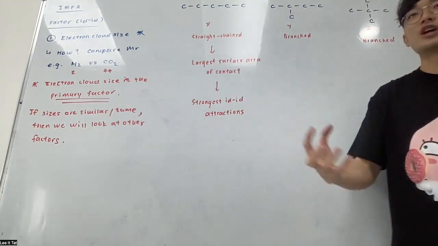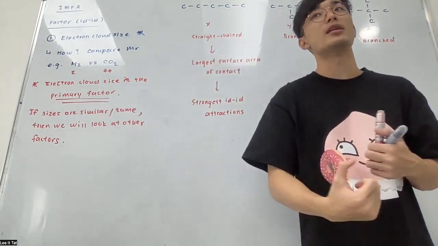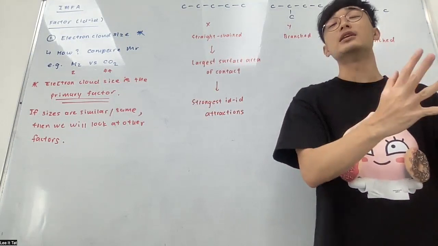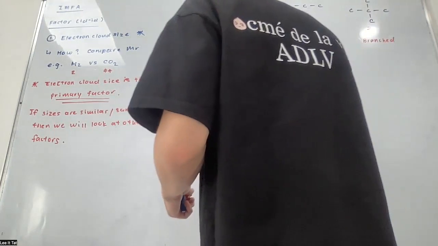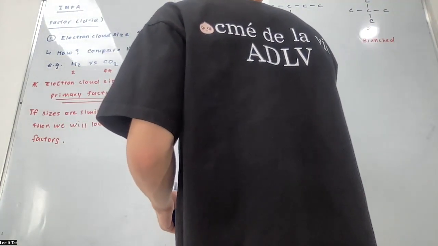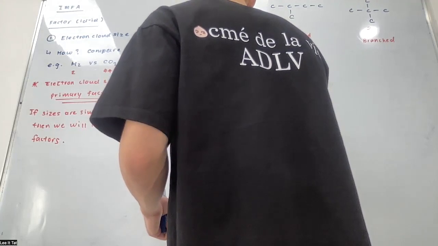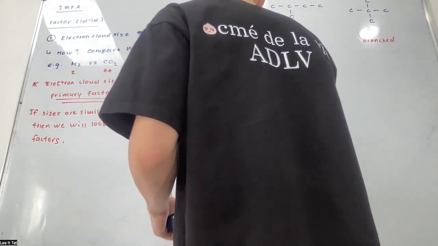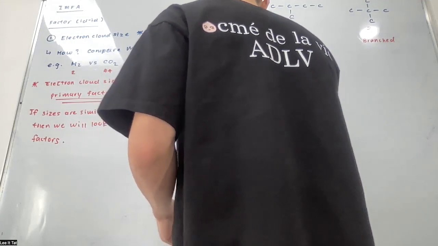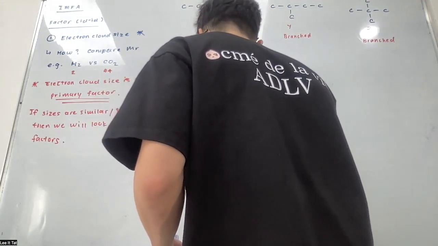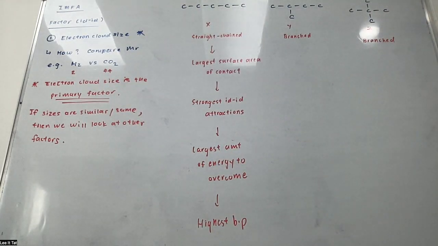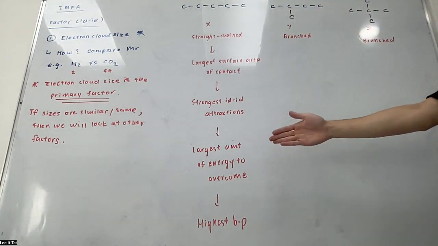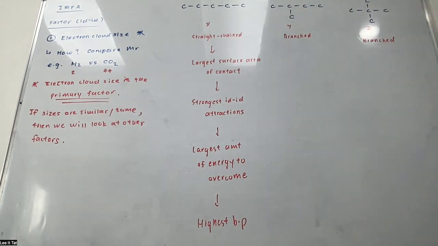Energy. Good. Okay, a lot of attractions, right? Very strong. You need a lot of energy to break it. And energy is in the form of heat. That's why boiling points come into play. To boil something, you need heat, right? Strongest ideal attractions, largest amount of energy to overcome, and hence highest boiling point. You see, sometimes you can write down your answer like this. It's a very good way of revising because you are literally just drawing a chain all the way down. A train of thought, basically. Okay?